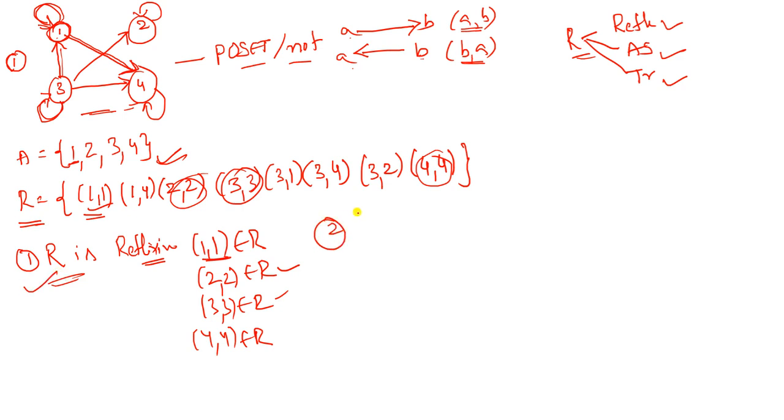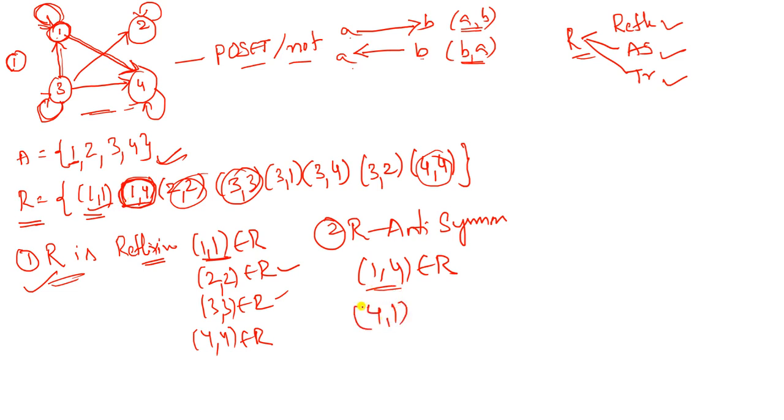And check the second condition. R should be antisymmetric. What is the condition for antisymmetric? If (x,y) belongs to R and (y,x) belongs to R, then x equals y. Otherwise, (x,y) belongs to R and (y,x) does not belong to R. Take the element (1,4), which belongs to R. This is (x,y). Does (4,1) belong to R? No, (4,1) does not exist, so (4,1) does not belong to R. So R is antisymmetric.